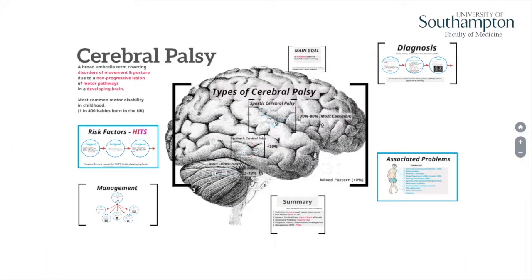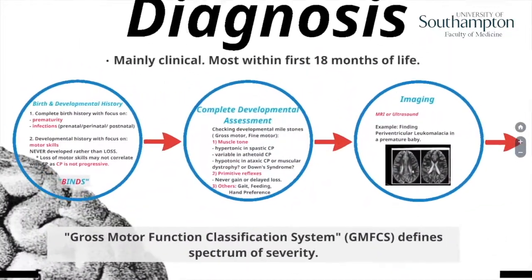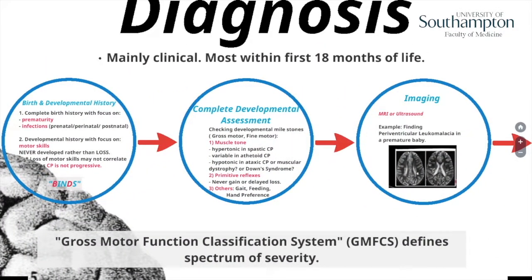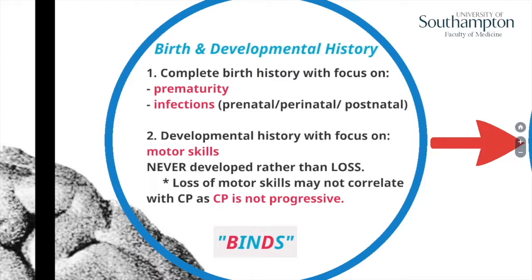Moving on to the diagnosis of cerebral palsy, it is similar to other diseases in the sense that we have to have a good history, examination, and investigations. Let's start with the history. As we all know BINDS very well, let us focus on the birth and developmental history. And in specific, we will be looking for prematurity of birth, infections during the perinatal, prenatal, or postnatal periods, and in terms of developmental history, motor skills that are not achieved.